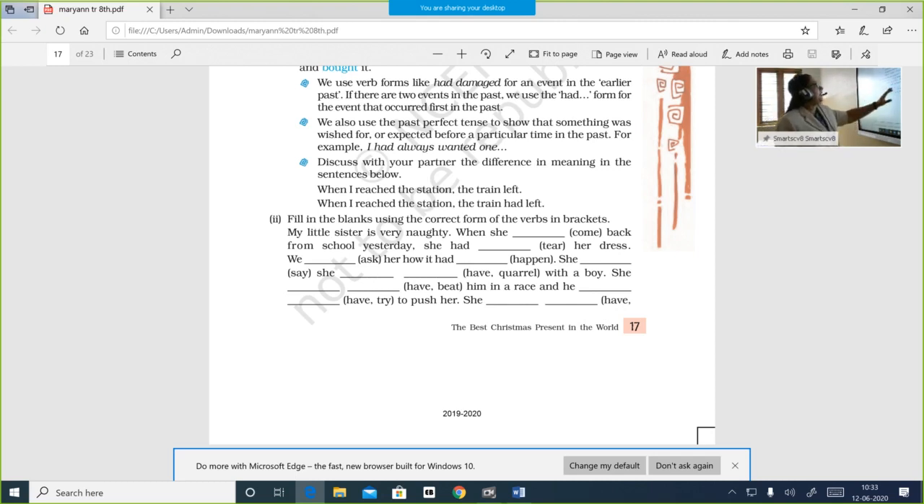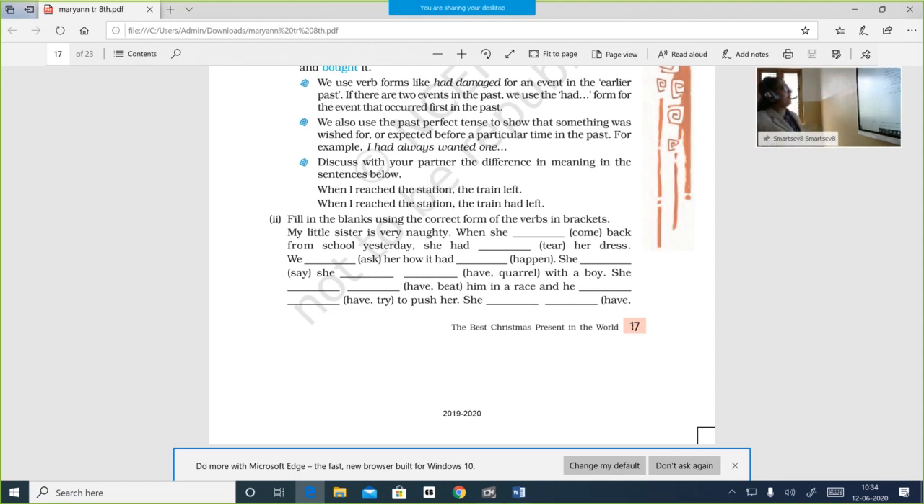So, she had quarreled with a boy. She said. That is the second action. She had quarreled with a boy. Had quarreled is the first action. And she had beaten him in a race. What is beaten? She had defeated him. She had beaten him. Are you writing this down in your textbook? She had beaten him in a race. Write this in your textbook. In the blanks you fill it. She had beaten, B-E-A-T-E-N.